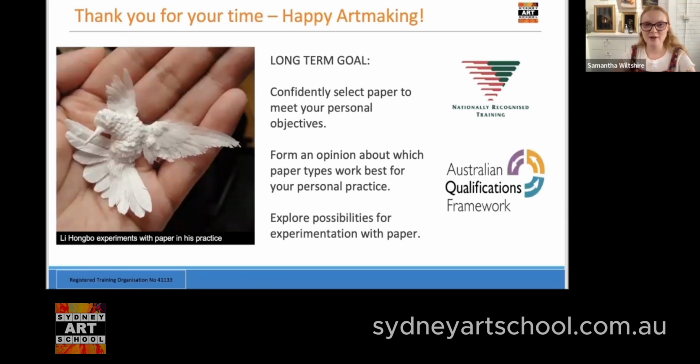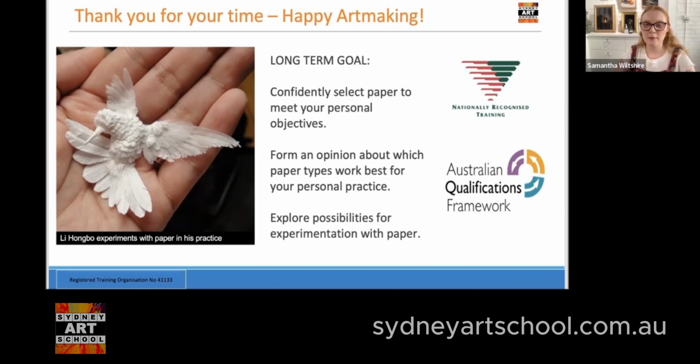And we're finishing up with a really beautiful paper sculpture of a hummingbird by Li Hongbo. And I think that's just a really great example of the fact that artists have just gone crazy with paper. Paper doesn't just have to be your surface. It can actually be the entire material you use for your whole practice. So definitely consider using your paper in ways that you may not have in the past to grow as an artist.